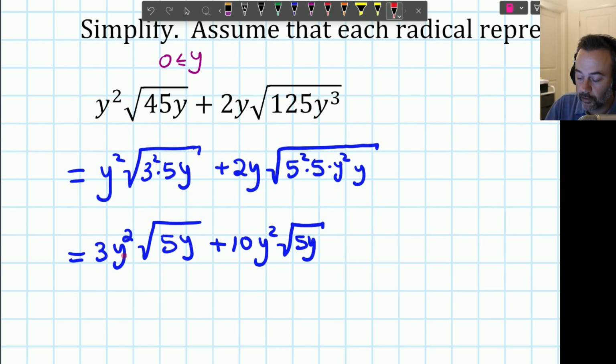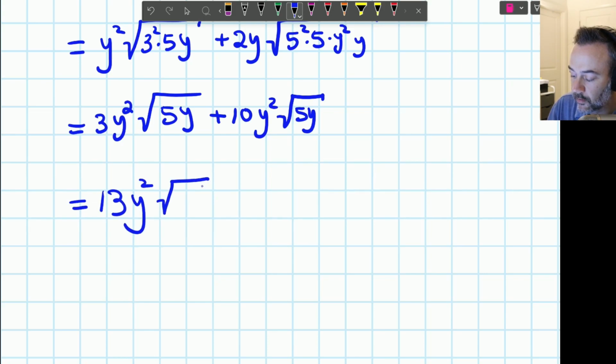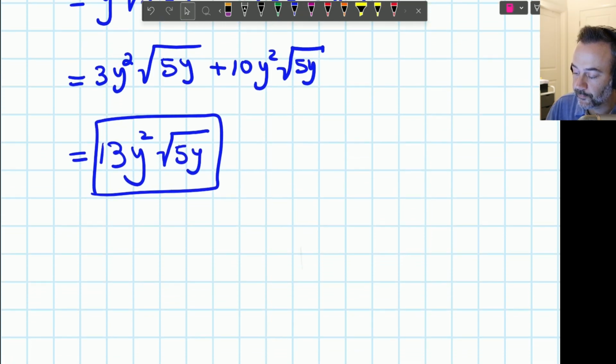So look at our variables. The variable parts of our terms are y squared square root of 5y, y squared square root of 5y. So since the variable parts are the same, we can combine like terms. And we get 3 plus 10 is 13, y squared, square root of 5y. Done.